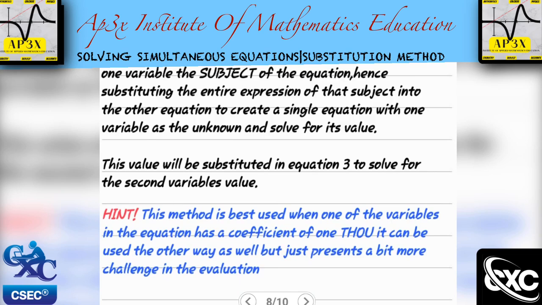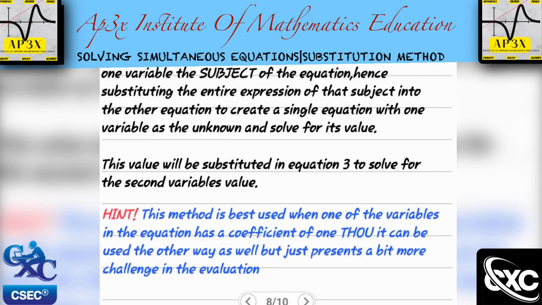Now, once we have finally obtained the value of our first unknown, just like in part 1, after finding the first unknown, we're then going to substitute the first value of the first unknown into what I would refer to as the third equation. All of this will make sense in just a few minutes from now. All right, and here's a hint.